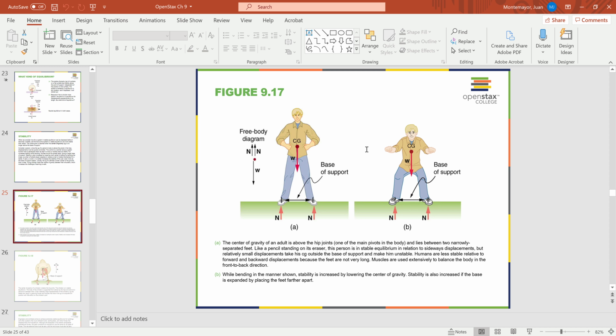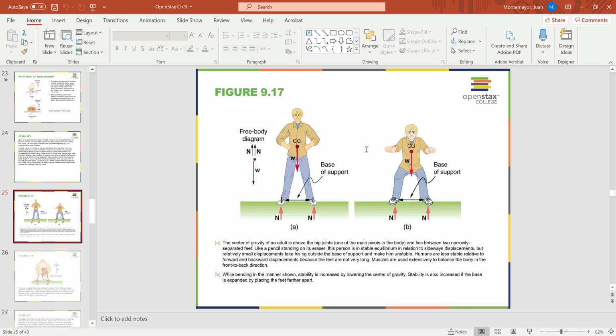So here for A, you have our free body diagram. This person is standing straight up. So the center of gravity of an adult is above the hip joints, one of the main pivot points of the body, and lies between two narrowly separated feet. Like a pencil standing on its eraser, this person is in stable equilibrium in relation to sideways displacements. But relatively small displacements take his center of gravity outside of the base of support and make him unstable.